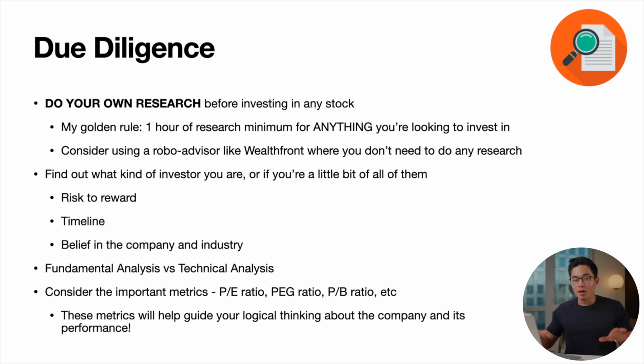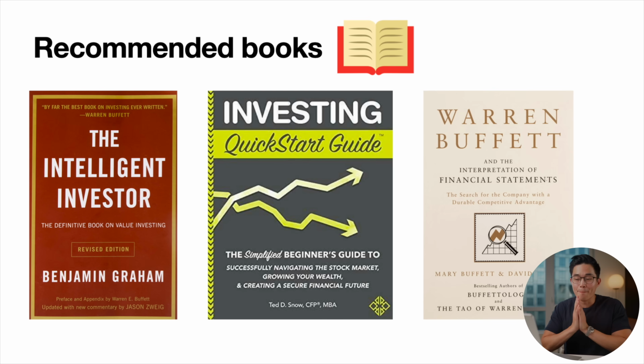I know this video was super long. We covered a lot of stuff, but there is still a lot of other things you can learn about investing. So if you want to do more research, here are 3 books that I definitely recommend checking out. The Intelligent Investor by Benjamin Graham is a classic. Almost every investor reads this book. You also have the Investing Quick Start Guide, which is a very actionable guide to investing. And you have the book Warren Buffett and the Interpretation of Financial Statements. This book will change your perspective on what you should be really looking for in any value asset.